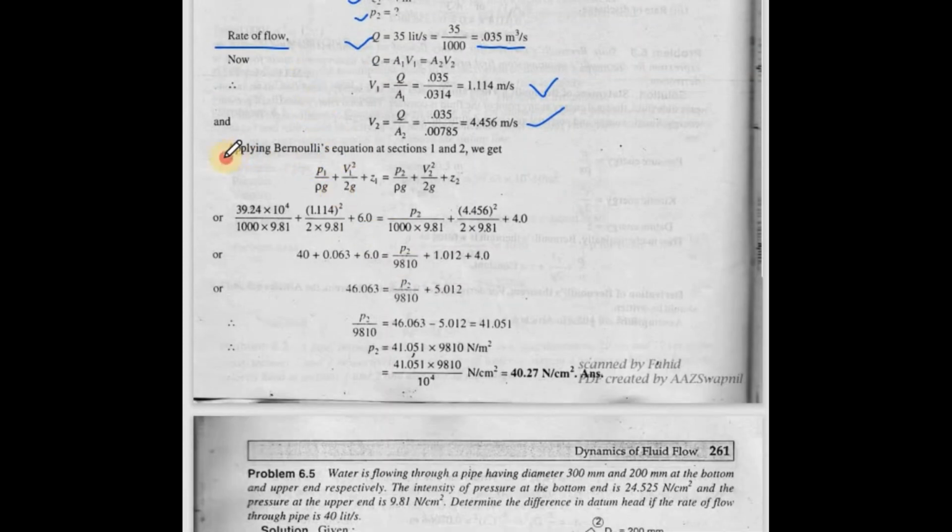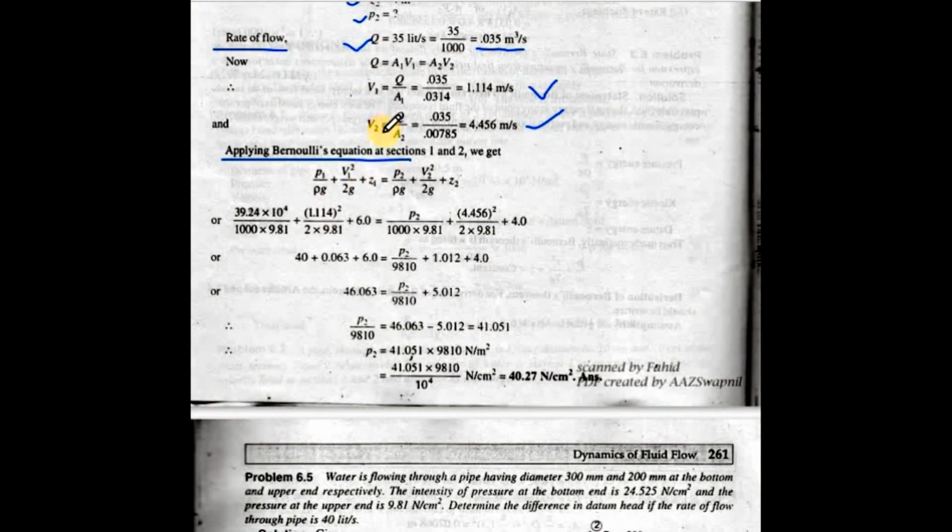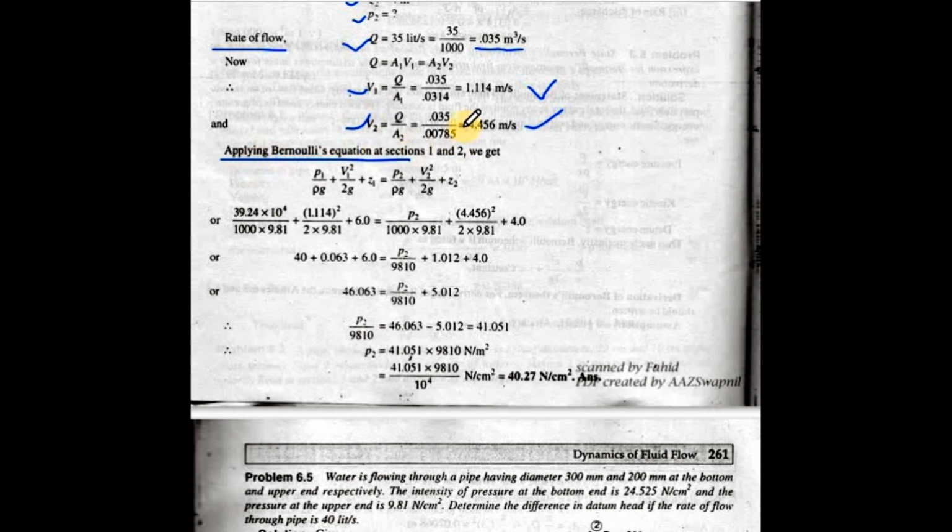Okay. After this, we apply Bernoulli's equation. Once you have got the velocity of both the sections, you can apply Bernoulli's theorem at section 1 and section 2, because whatever the energy is on section 1 will be equal to the energy on the other side. So P1 by rho g plus V1 square by 2g plus Z1 equals P2 by rho g plus V2 square by 2g plus Z2.